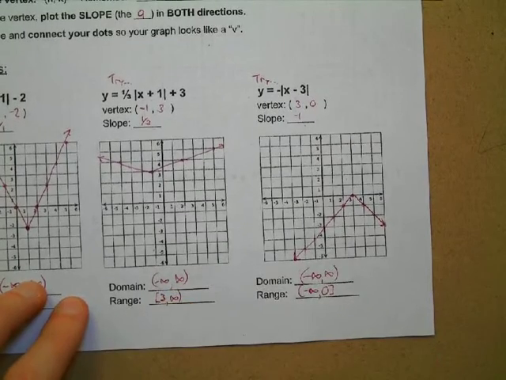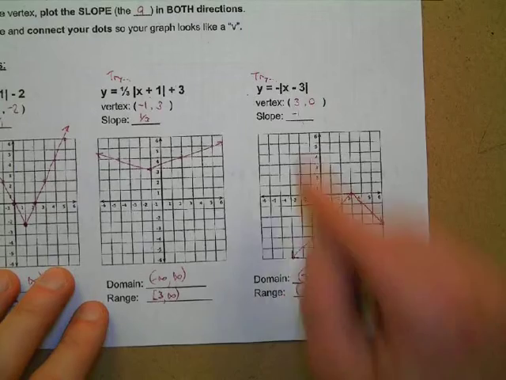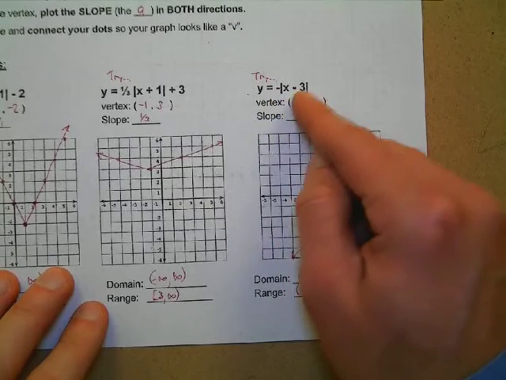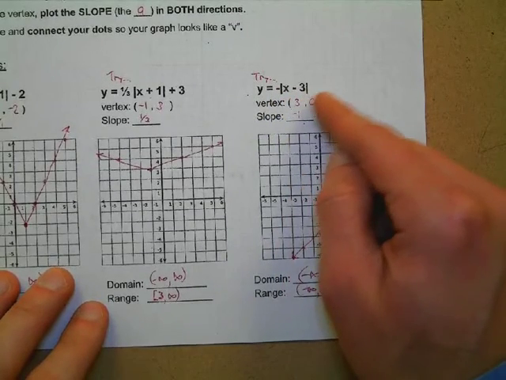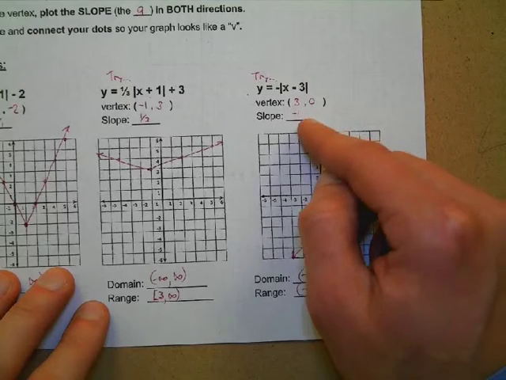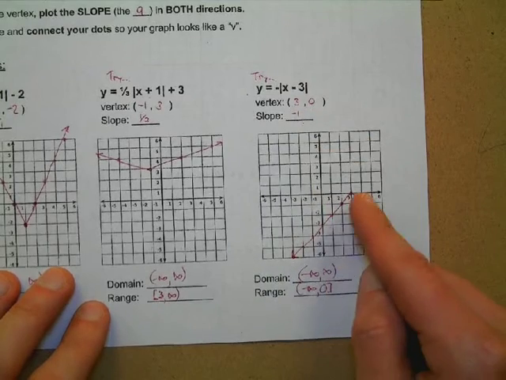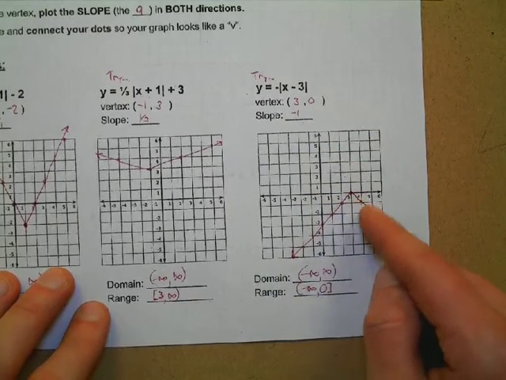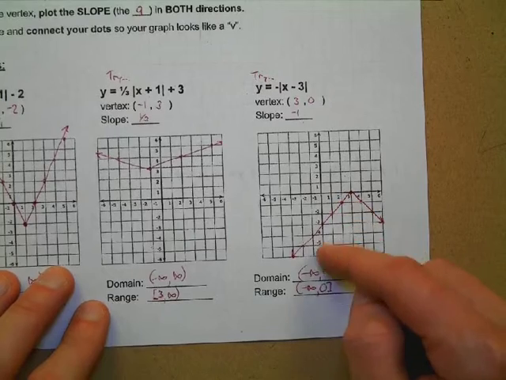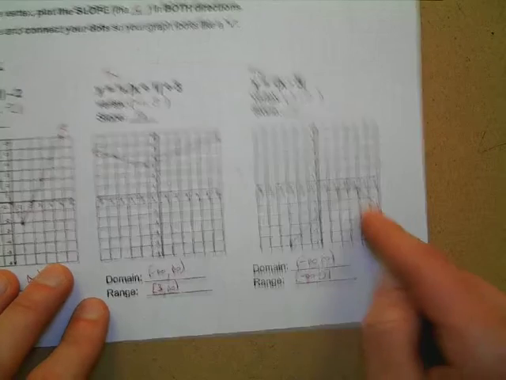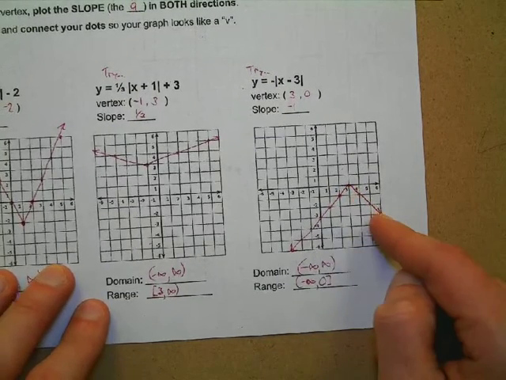And then number 3, we're just shifting right 3. That's it, not up or down. There's no number here, so it's 3, 0. Slope is negative 1. So from this point, we go down 1, right 1, down 1, right 1, and down 1, left 1, down 1, left 1, so on and so forth. And so you can see the V is opening downwards.